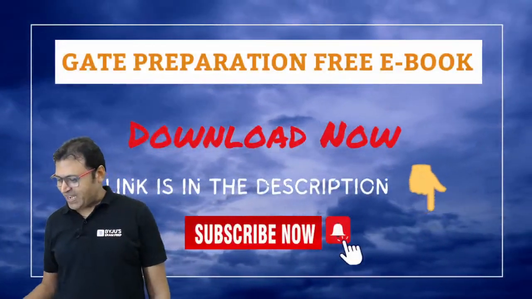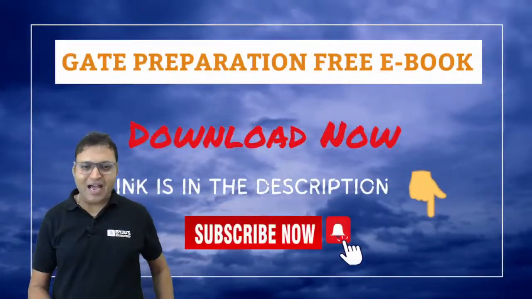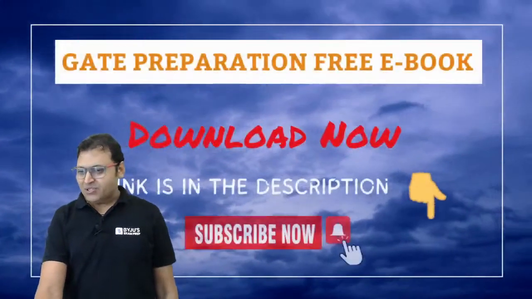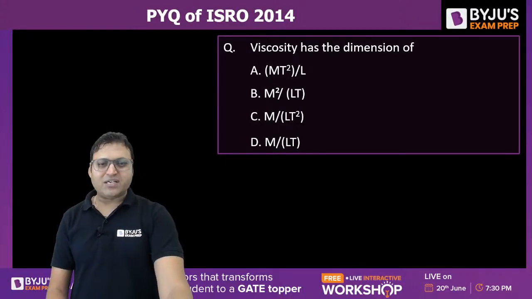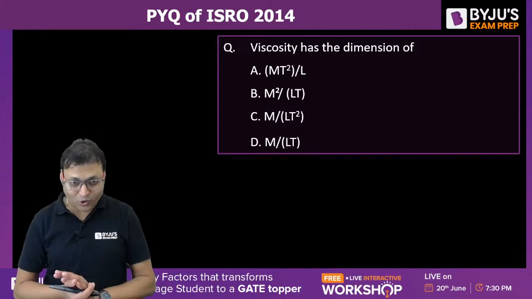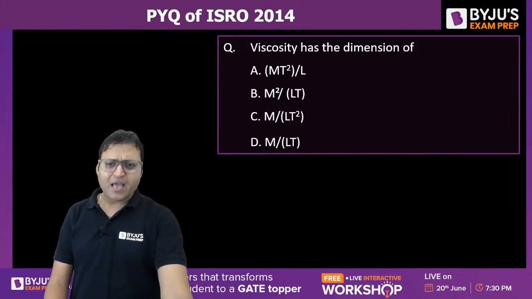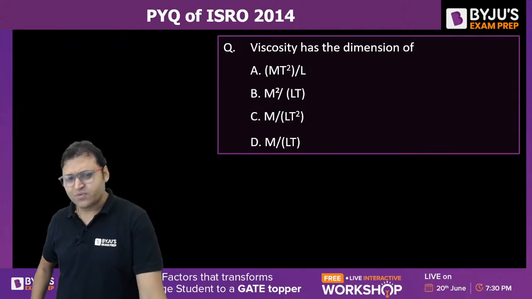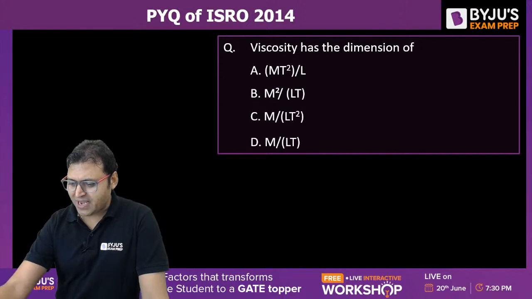So we have completed question number 14. We are halfway now. A few more questions are there with me. Mostly the questions in 2014 were asked from fluid mechanics and basic thermodynamics. What is the dimension of viscosity? I want you guys to let me know the answer. Please solve the question and give me the answer.